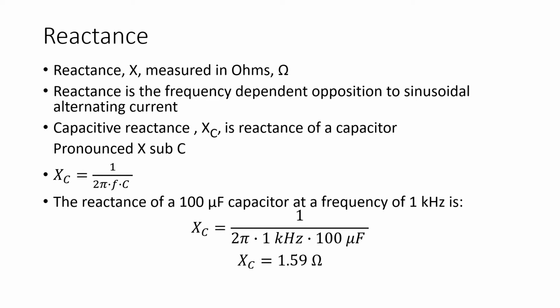Mathematically, X sub C equals 1 over 2 pi f C. To show an example calculation, the reactance of a 100 microfarad capacitor at a frequency of 1 kHz is 1.59 ohms.